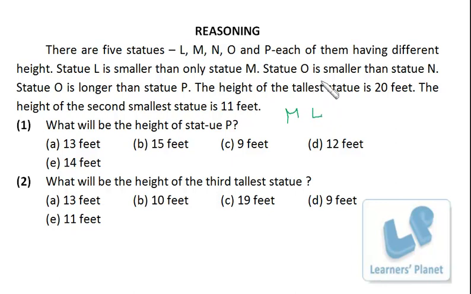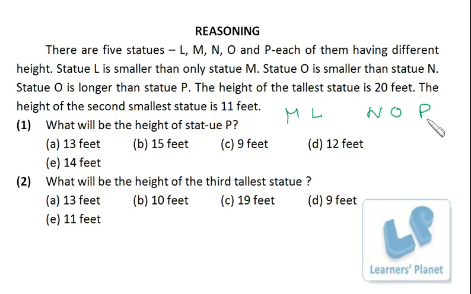Statue O is smaller than statue N, so I arrange them like this. We don't know how many are in between, or what the position of P is. Statue O is taller than statue P. So we have arranged the 5 statues in descending order of their heights.